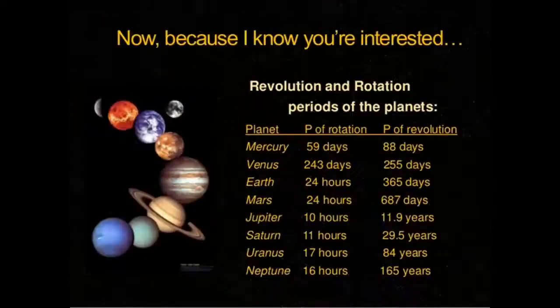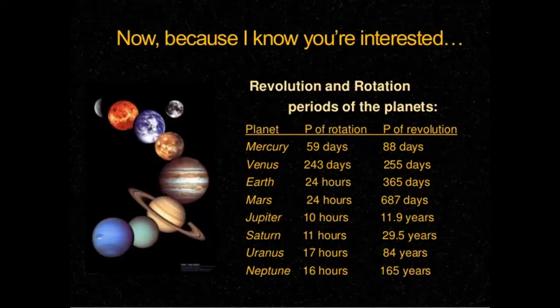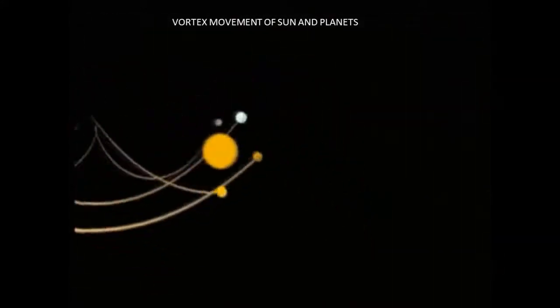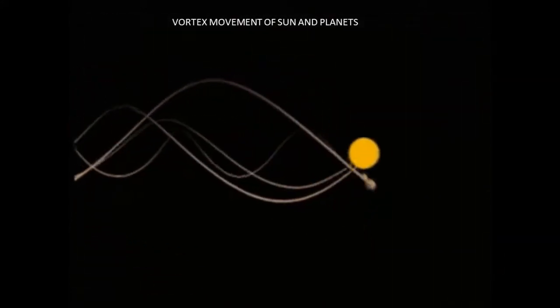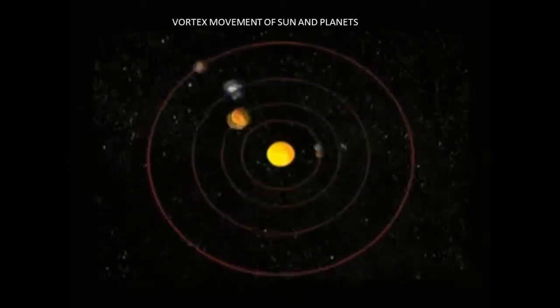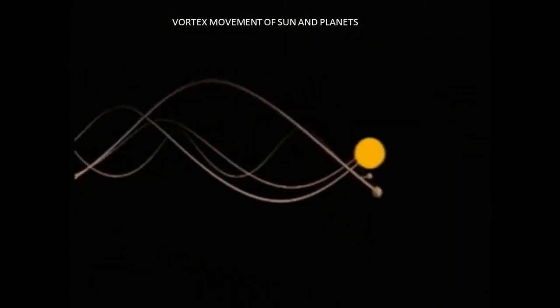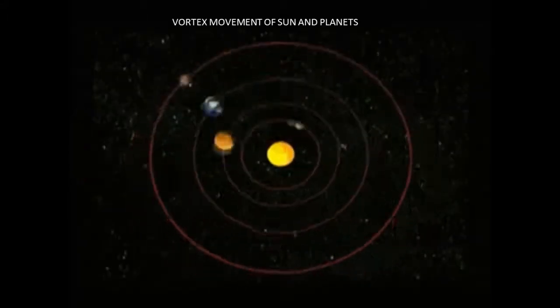So we all know, as I have already told you, that planets and sun are co-planar, but the sun is also rotating on its own axis. Also, the sun is revolving around the Milky Way galaxy. So this is the actual movement of our solar system. We are revolving around the sun, and the sun is also continuously moving to revolve around the galaxy. This kind of movement is known as vortex movement.